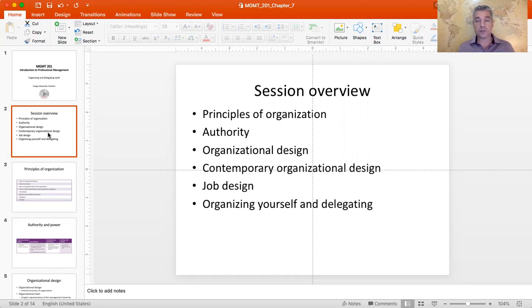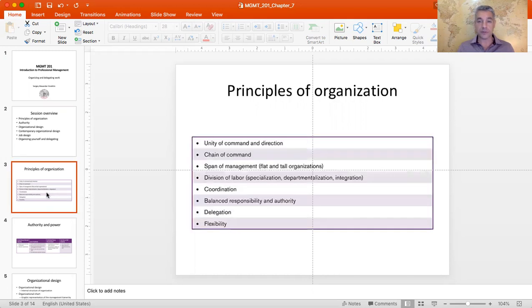And we'll conclude by talking about organizing yourself and delegating responsibilities because as a manager, that will be one of your tasks to decide which activities to delegate, which tasks to delegate, and how to make sure that whatever you delegate actually gets done on time and at the level where you and those above you are satisfied with the performance. So, first of all, I'll talk about the principles of organization.